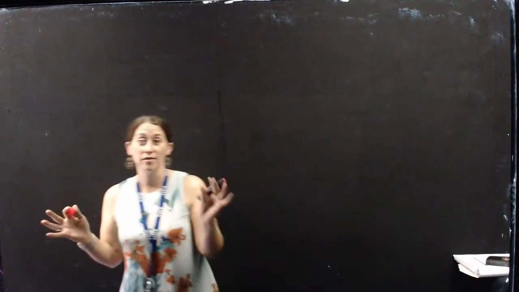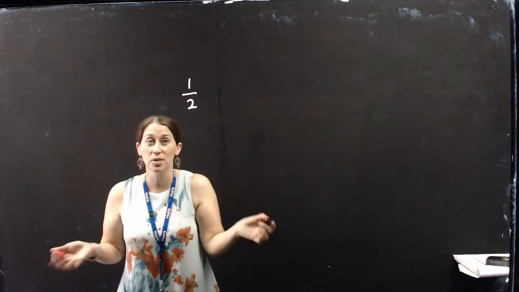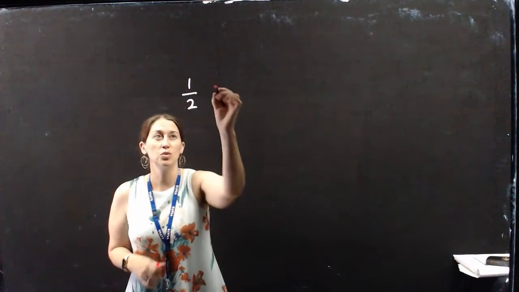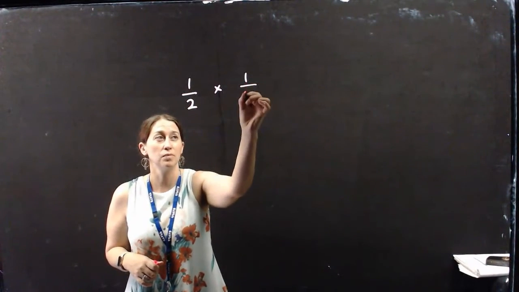In this video, we're going to multiply fractions together, okay? So it's fairly straightforward. Whenever we want to multiply fractions together, we need to understand what the numerator is and what the denominator is. So let's suppose we want to do 1/2 multiplied by 1/3.